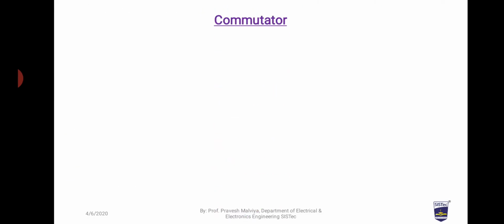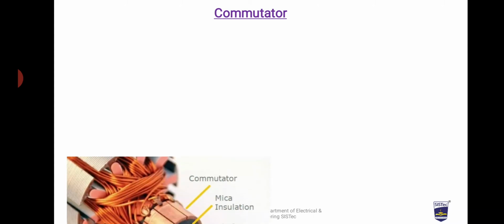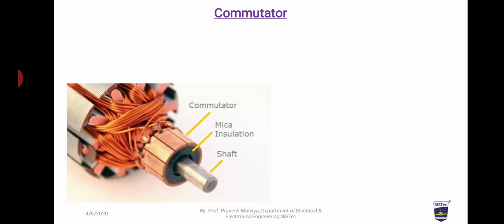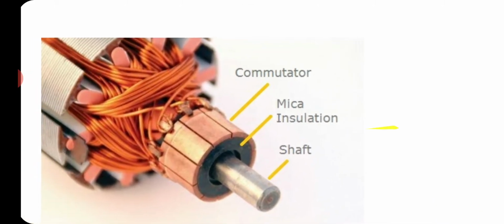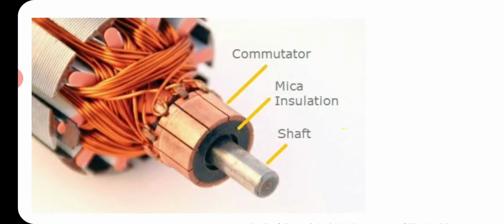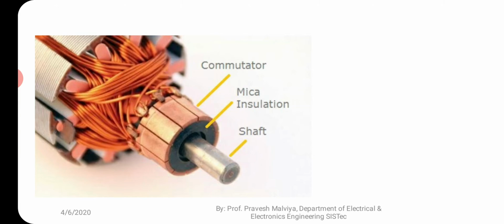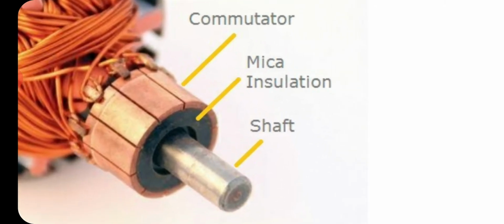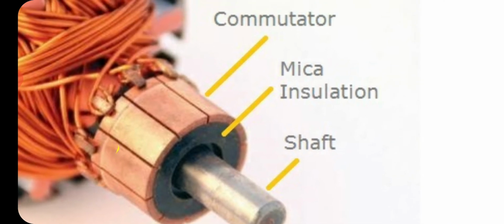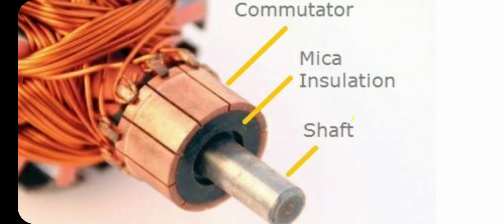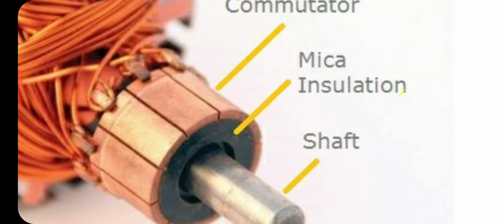Now coming to the next part, that is the commutator. The commutator is actually the main part, the heart of this DC machine. Here we see that this is the rotor, which is known as the armature. In this armature we find something, this part is known as the commutator.